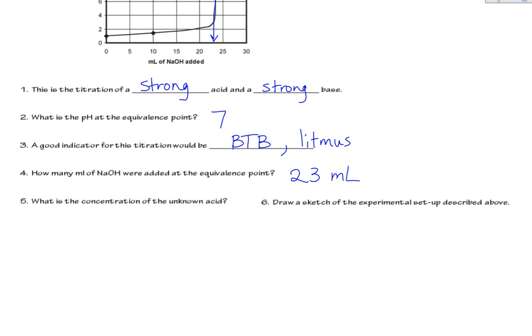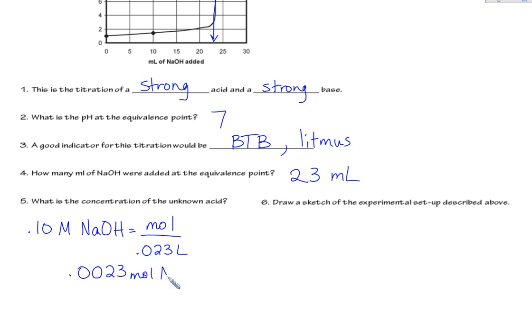So we have the known solution. You have to know one of the concentrations. I know it was 0.1. Yep, 0.1 molar sodium hydroxide. That's moles per volume. It took 23 milliliters, or 0.023 liters, to hit the equivalence point. So if I cross multiply, I would have about 0.0023 moles of sodium hydroxide.